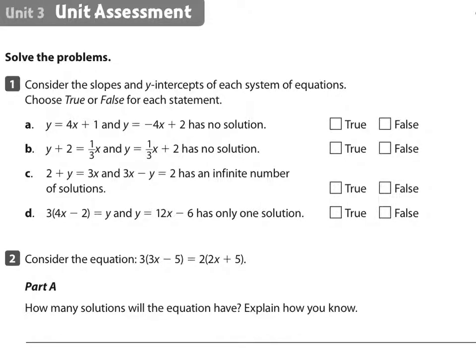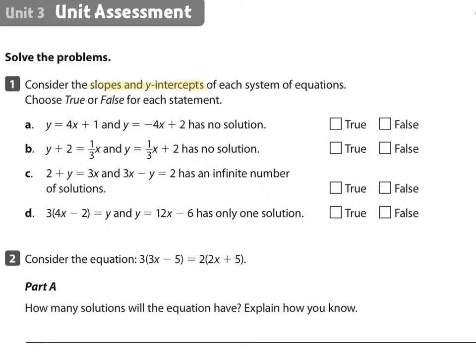So for number 1, it says consider the slopes and y-intercepts of each system of equations. So the only thing that we're paying attention to here is slopes and y-intercepts. That means that you don't have to solve for it. The only thing you need to do is find the slope and the y-intercept for each one of the options.